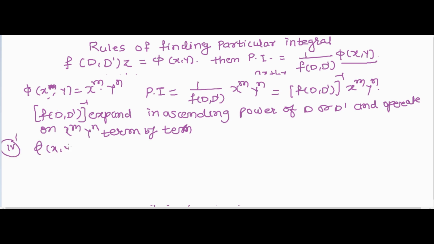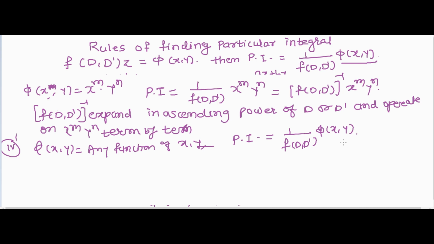phi of x comma y equal to any function of x comma y. Then in this case the particular integral is 1 divided by f of D comma D dash into phi of x comma y, meaning those functions which do not come under the above three cases. Then how to operate this?